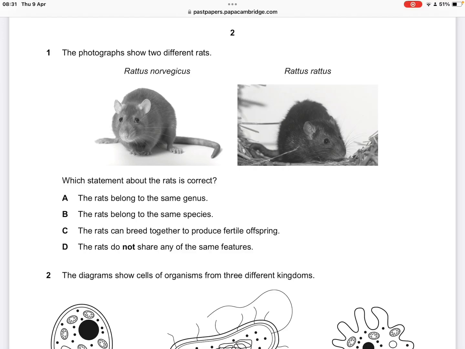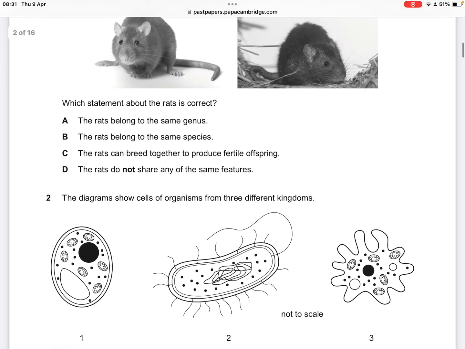And the fact that D is the rats do not share any of the same features. Well, we can look at the two images and say they're very similar. We could hardly tell them apart, really. So that's not true either. They do share many similar features. They may be different, genetically, by a small degree, which we can't necessarily see with our eye. Okay, so moving on, that was 1 is A for alpha.